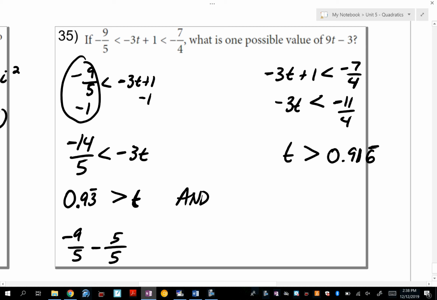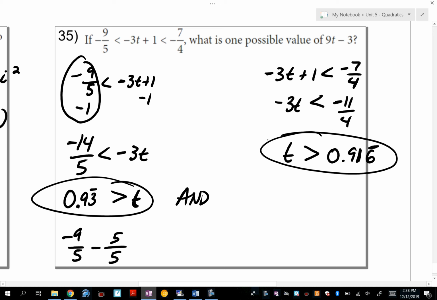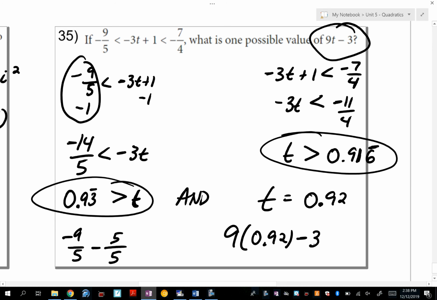Okay. So from here, if you look at these two, what's a value for t that's going to be less than 0.93 repeating, but greater than 0.916 repeating? 0.92 is what most students would choose. So t is 0.92. Is that the only one? No, but that's probably the most common one picked. And then what would you do with that t? You plug it in for 9t minus 3. So 9 times 0.92 minus 3.